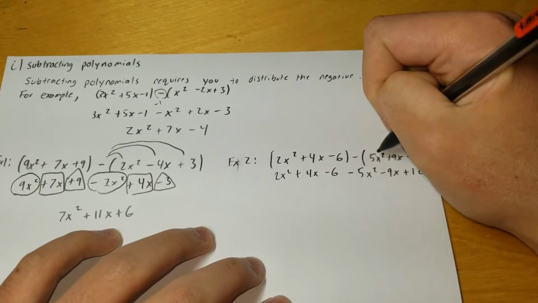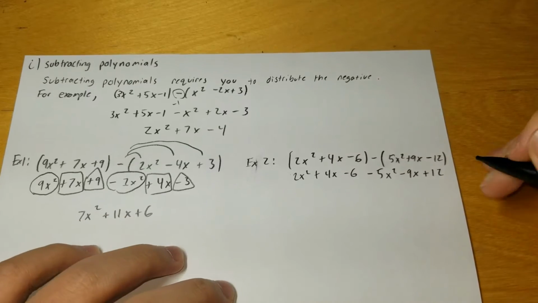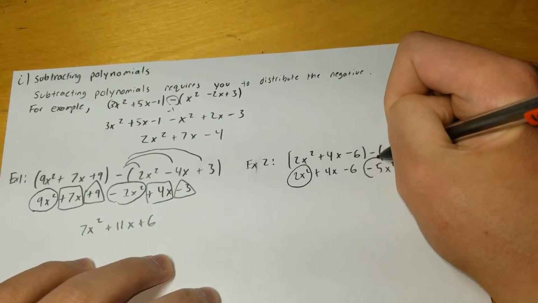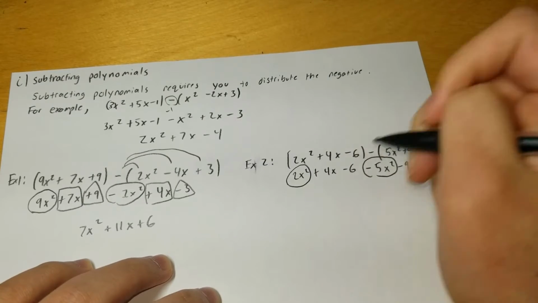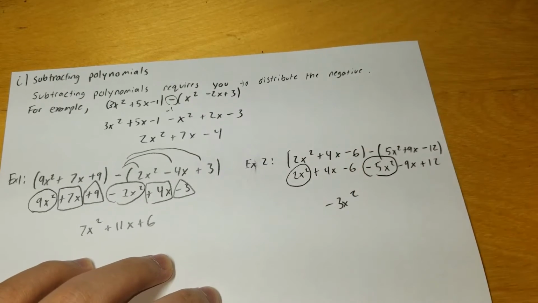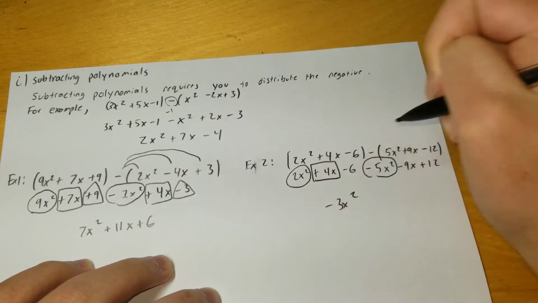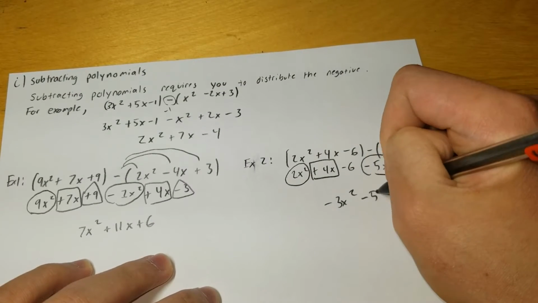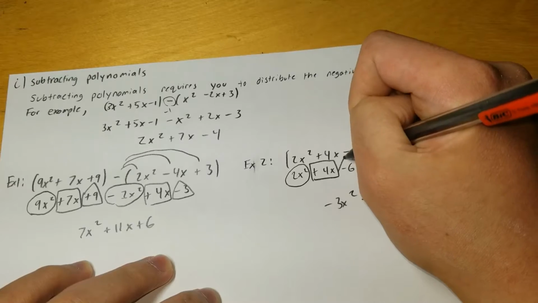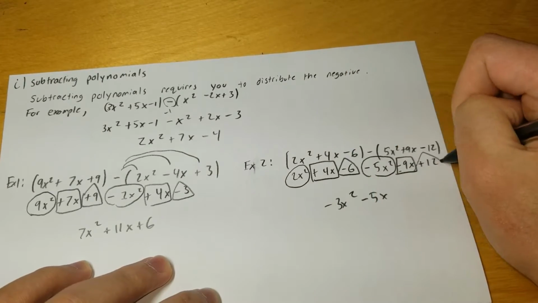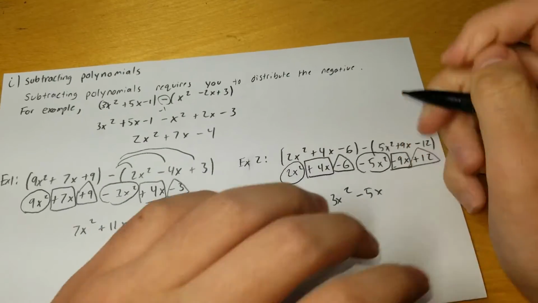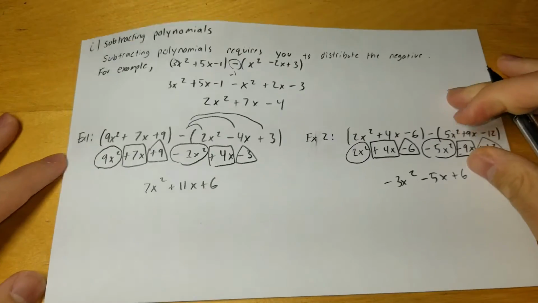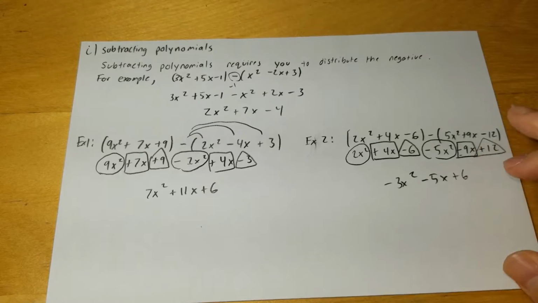Oh yeah, distribute the negative. Sorry for not saying it. And combine like terms. So negative 3x squared. And square it. Yep. And then minus 5x. Negative 6. And positive 12. Which would be plus 6. And that'll be your final answer for this. Subtract the polynomials.